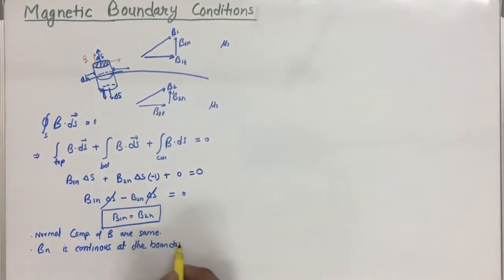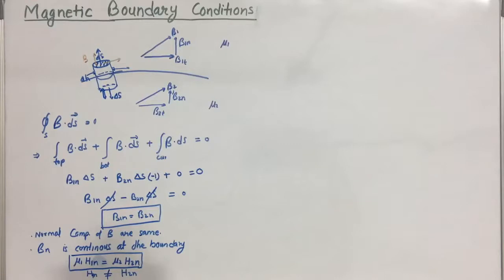at the boundary of two mediums. Now in continuation we can say B1n can be written as mu1 H1n, and B2n can be written as mu2 H2n. So from here we can say H1n is not equal to H2n. It means the normal component of magnetic field intensity is discontinuous.